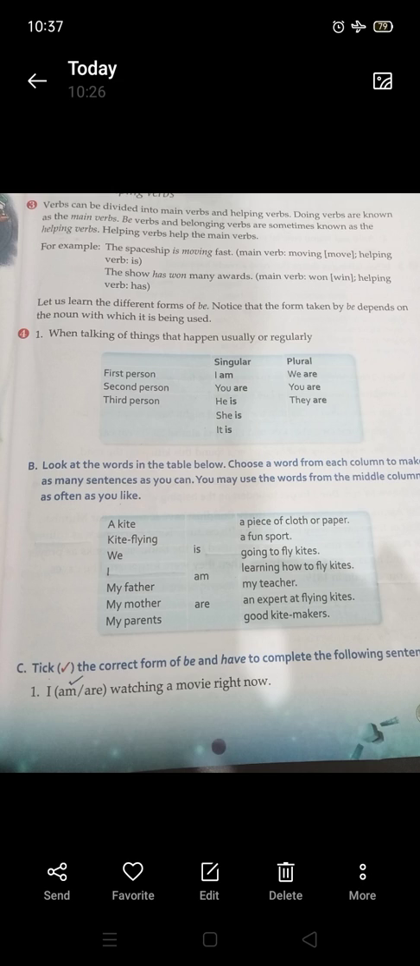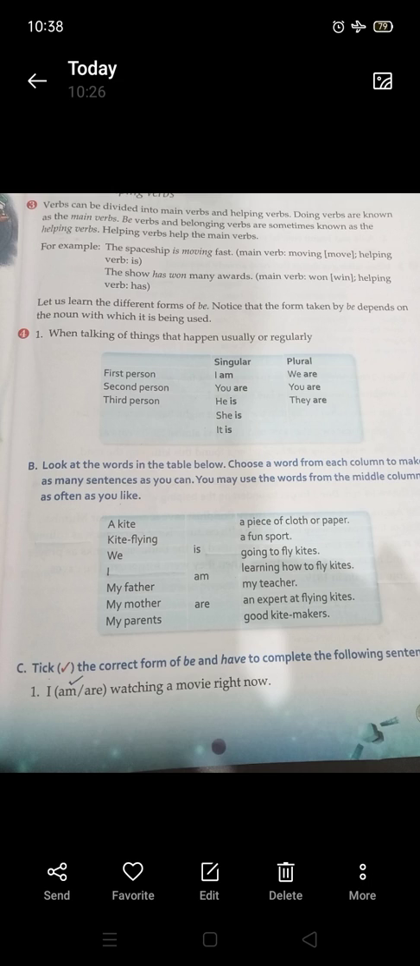We are going to fly kites. I am an expert at flying kites. My parents are good kite makers. My father is learning how to fly kites. My father is my teacher. My mother is learning how to fly kites. My parents are good kite makers.